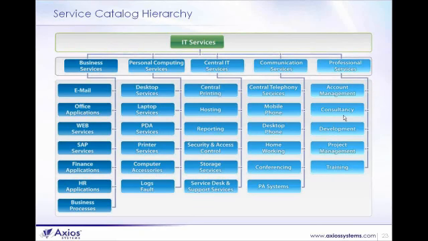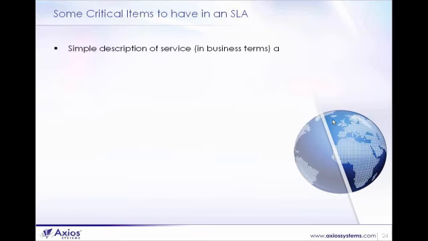So if we look at some of the critical things that we should be including in the SLA, there's a number of different things. First thing is a simple description of the service and what it delivers. And there's also a very important point, which is that we need to do that in business terms. We need to put into business language what the services actually do. We don't want techno-speak or techno-jargon. The business don't understand that. We need to put it in a language that they understand. Remember who the audience for this document is, so we need to put it in a language that they will understand.